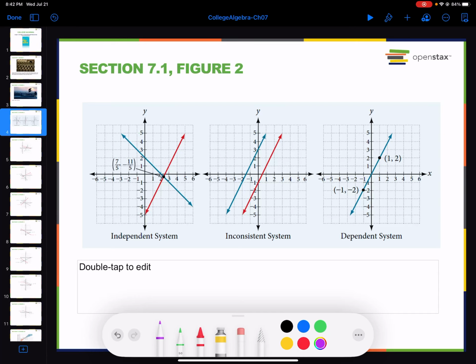All right, Chapter 7 is talking about systems of equations and inequalities. Section 7.1 is describing 3 different types of linear equations that you might have.